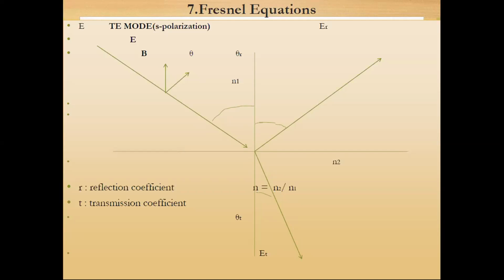This is a diagram of the TE mode, and I have shown also a diagram of the TM mode, more or less the same diagram. We have now the magnetic field perpendicular to the plane of incidence, and the electric field in the same plane. Theta and theta r are the angles of incidence and reflection, theta t the refraction angle or transmission angle, and n1, n2 are the refractive indices, and n I take subsequently as n2 upon n1. My task basically, as I have emphasized, is to calculate the reflection and transmission coefficients.